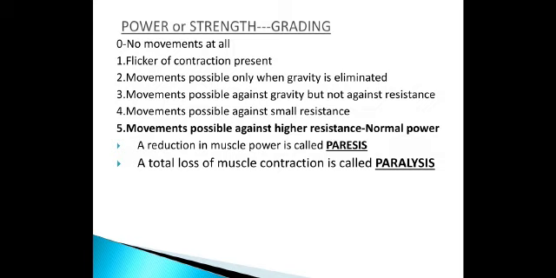If the muscle strength is decreased, there is paresis, that is reduction in muscle power. Total loss of muscle contraction is paralysis, that is, there is no strength at all. You come across hemiplegia, which means paralysis of one side of the body, especially of the arm and leg. Paraplegia means paralysis of both lower limbs. Monoplegia means paralysis of one limb, whereas quadriplegia means paralysis of all four limbs.